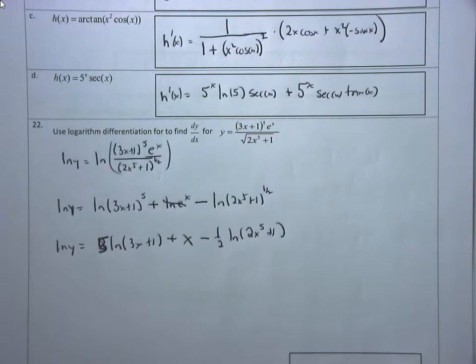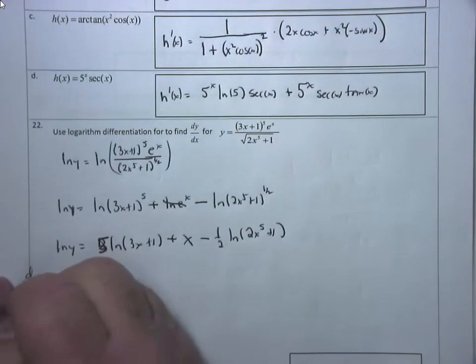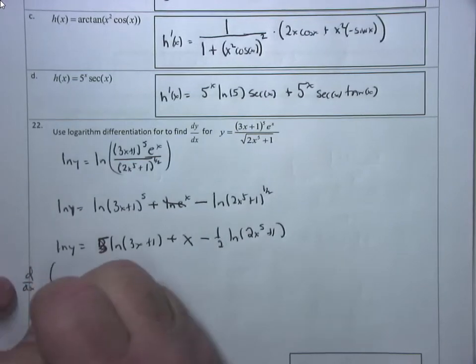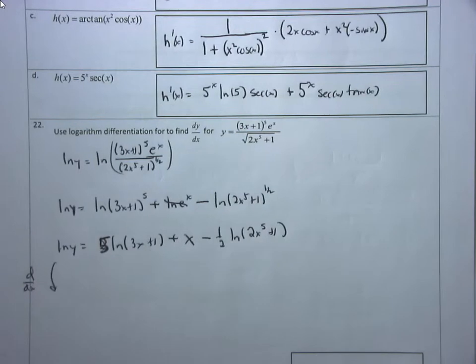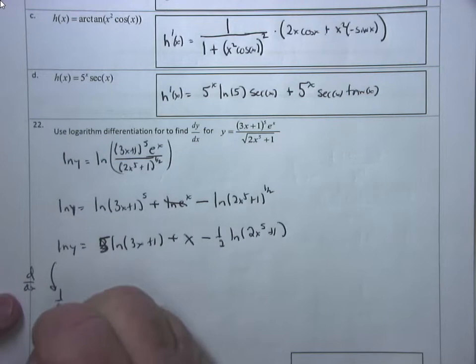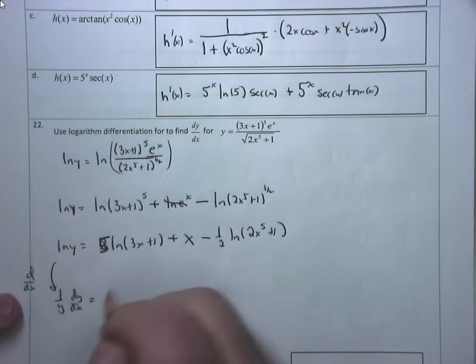Okay? Now, step number 3 is I'm going to take the derivative with respect to x of this guy, and it's implicit because I don't have y equals, I got natural log of y equals. Derivative natural log of y is that 1 over y times dy over dx equals the derivative of 5 natural log of 3x plus 1. 5 is a constant, leave it alone.